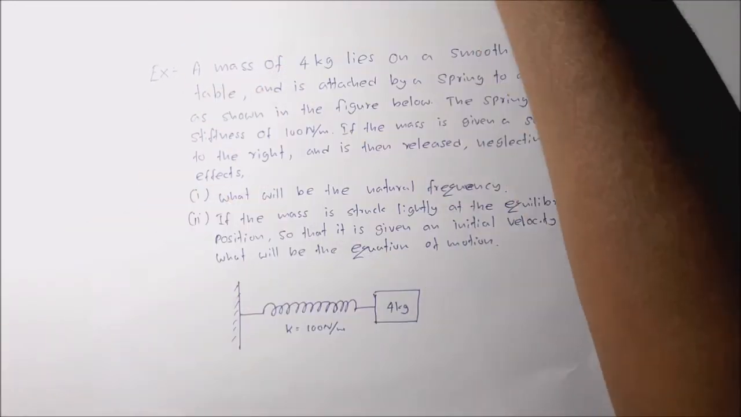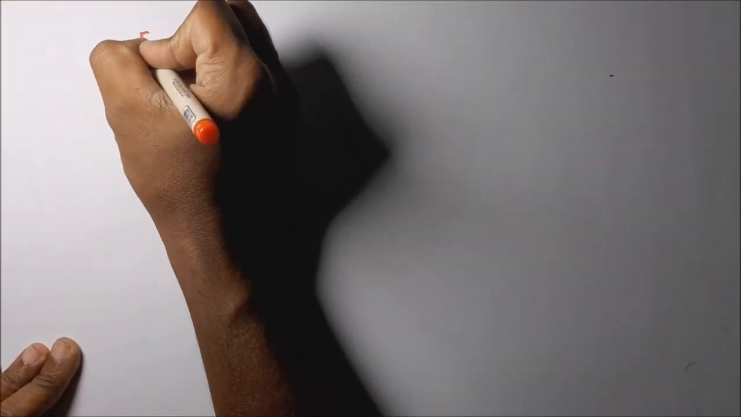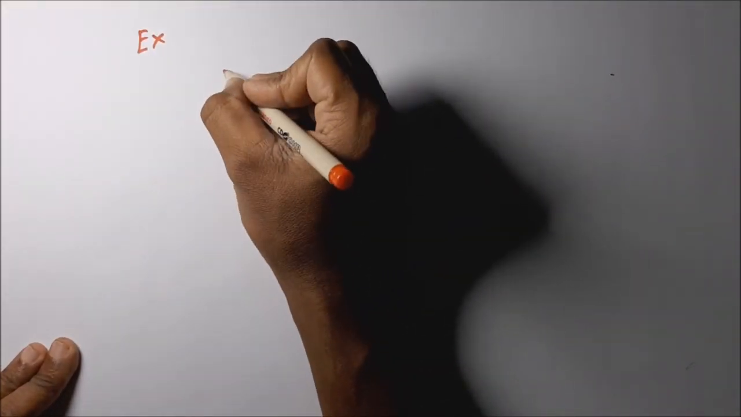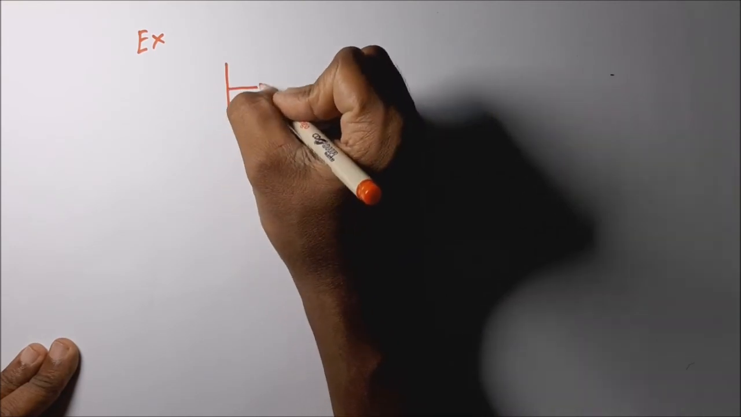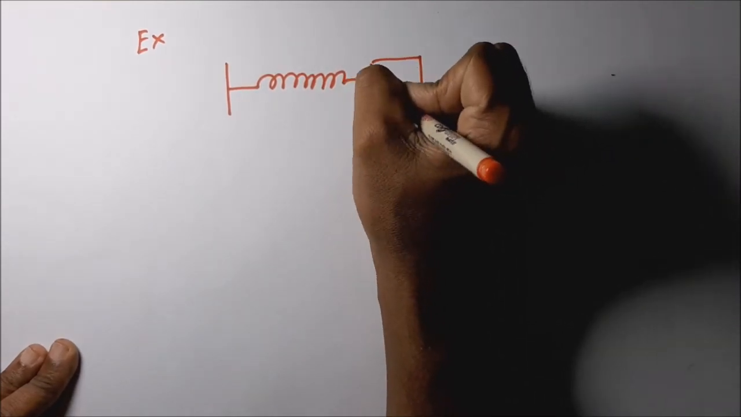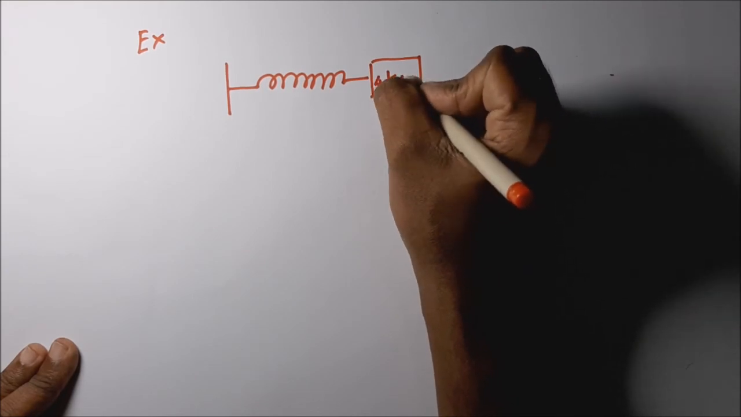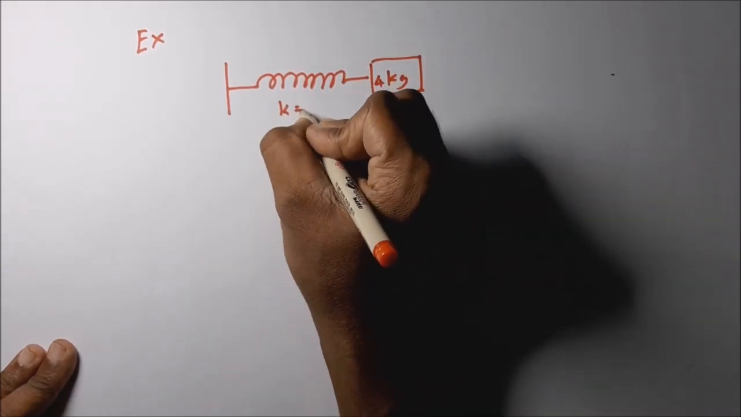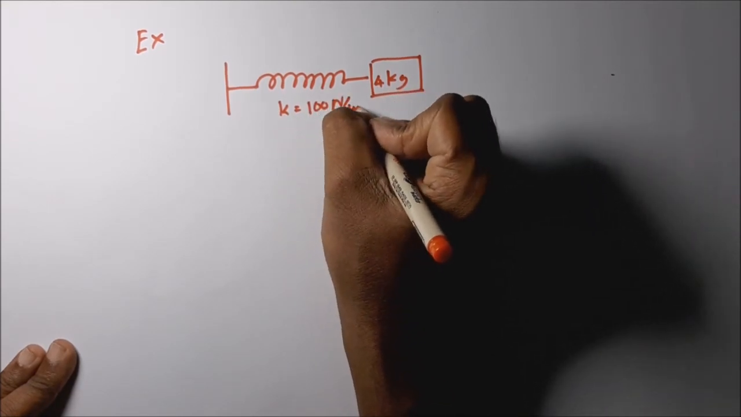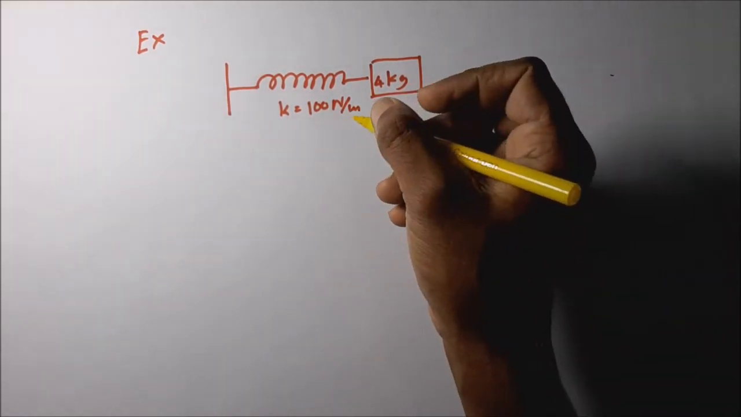So let me solve this problem from the free vibration system. In this example there is a stiffness and the mass of 4 kilograms, and the stiffness K is equal to 100 Newton per meter. This example problem asks us to find the system natural frequency.